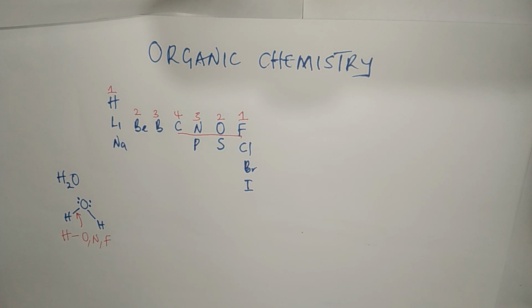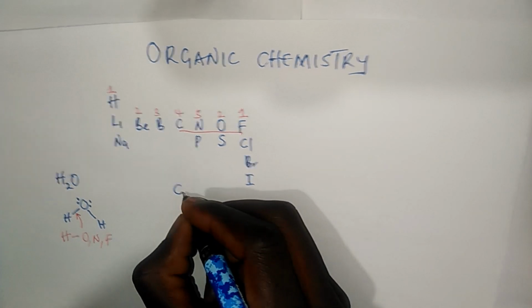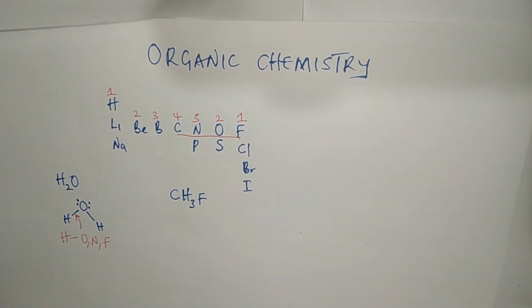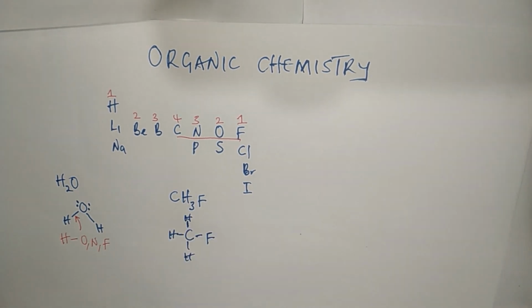Now, let's say you want to draw the Lewis structure of methyl fluoride with a condensed structure like CH3F. Now, how do you draw the Lewis structure of this compound? This is the way you draw the Lewis structure. Carbon likes to form 4 bonds, so you place it in the middle. Hydrogen and fluorine both like to form 1 bond, so this is the shape it will take. This is the best Lewis structure of methyl fluoride we can make.